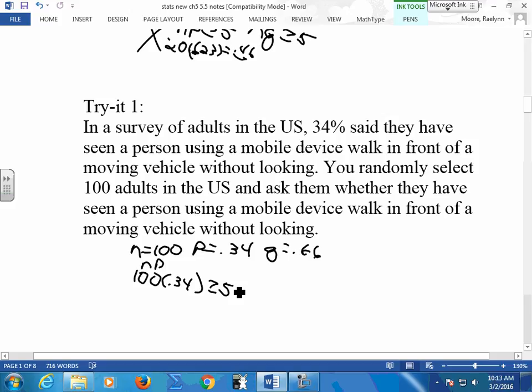34, it's greater, right? Then doesn't n times q have to be greater? If this guy, the smaller one, is greater, the larger one has to be greater, doesn't it? So yep, we're good. We approximate a normal curve. That's a test we always have to do.